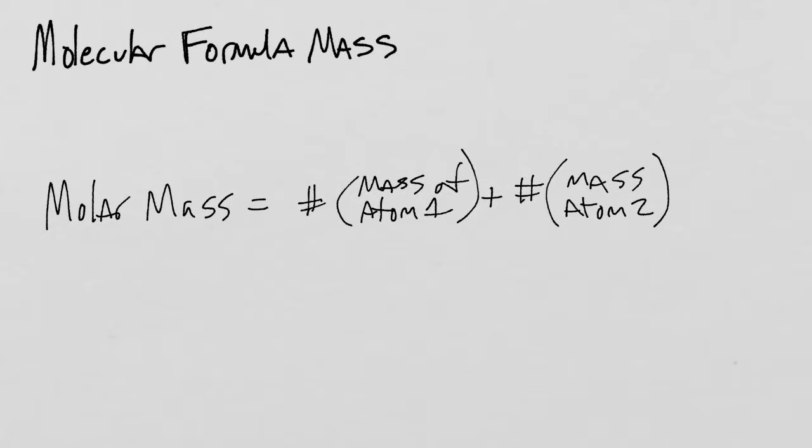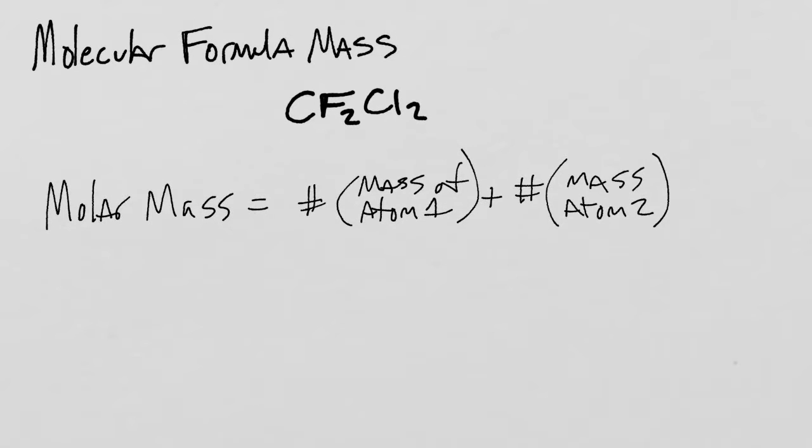Okay, let's do a different one. Let's do one that has a few more atoms in it. How about carbon with 2 fluorines and 2 chlorines. So CF2Cl2.